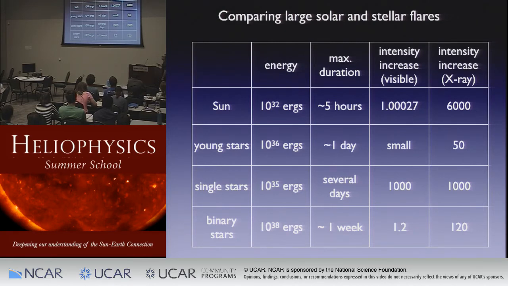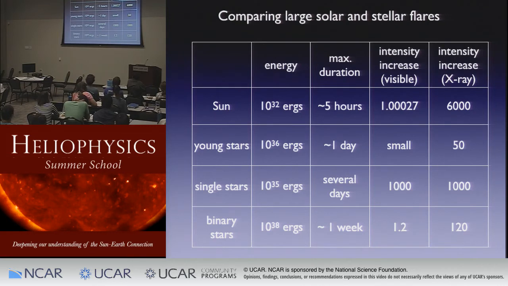The energy of a typical solar flare is about 10 to the 32 ergs. For reference, the ambient X-ray flux from the sun is 10 to the 27, so a flare is a significant increase in that energy. Young stars have 10 to the 36 ergs. Single stars, typical flares like that. Binary stars have much stronger flares, 10 to the 38. Gamma ray bursts have energy of about 10 to the 50 ergs. Again, an unconceivable amount of energy.